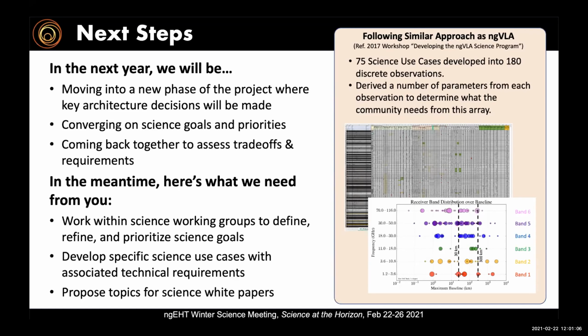A number of projects have followed a similar path to go from science goals to requirements. I have an example here of the ngVLA, a recent example of understanding use cases from the community, translating those to discrete observations, and then deriving parameters from the community. This is a different project. We're going to be operating with a little bit more narrow focus on the goals and more of an experiment than a facility, but the process is something we'll follow fairly closely.